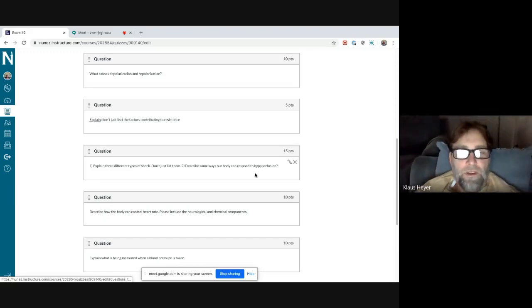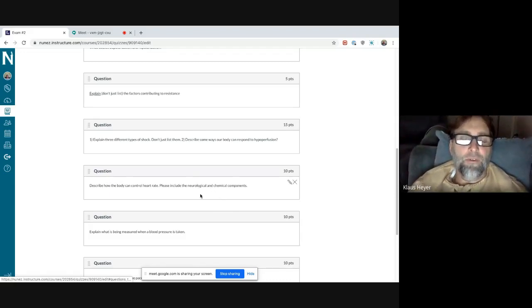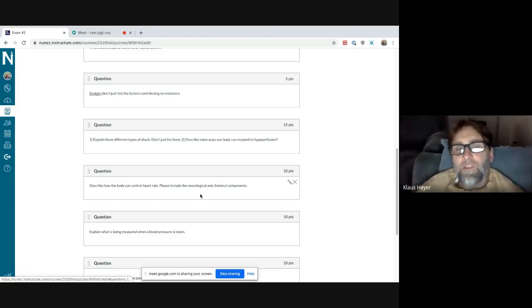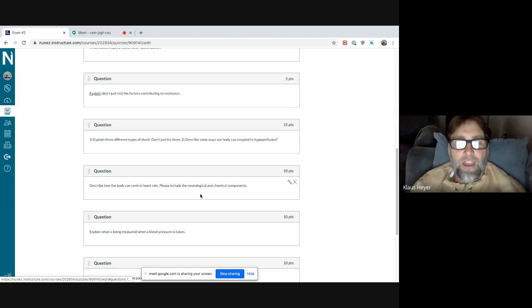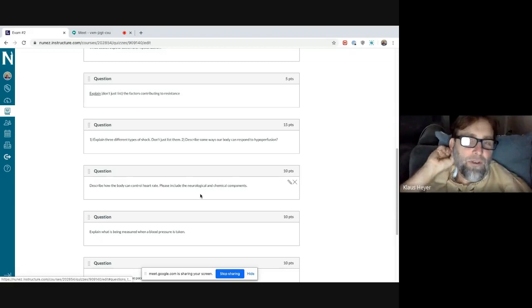ADH, right? Describe how the body can control heart rate. Please include the neurological and chemical components. The neurological, I'm just saying that, maybe some mention of the vagus nerve, and some mention of just directly controlling the heart rate, the receptors, baroreceptors and chemoreceptors.